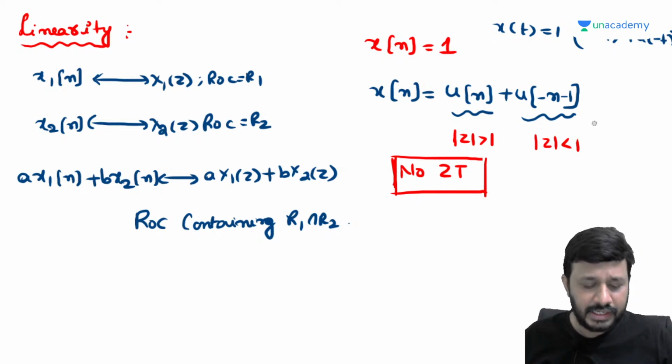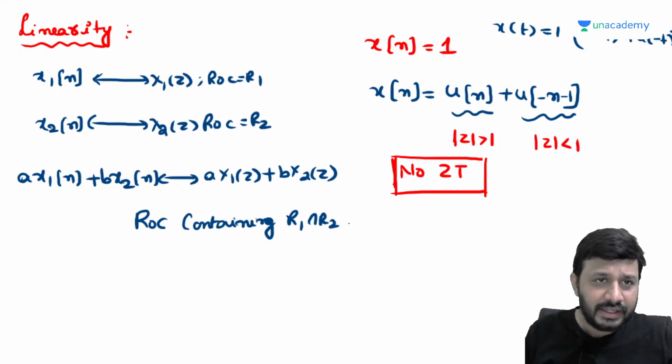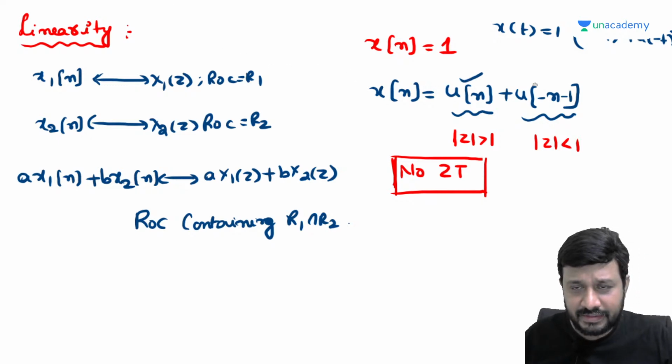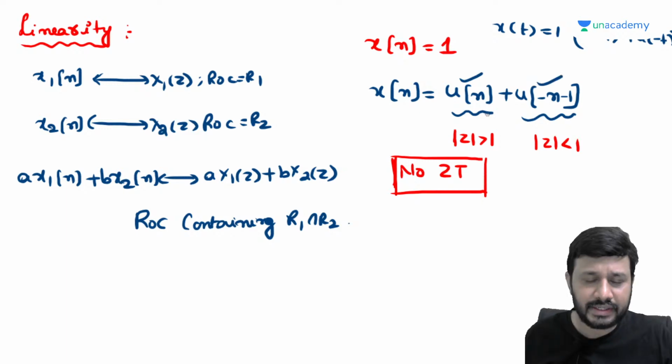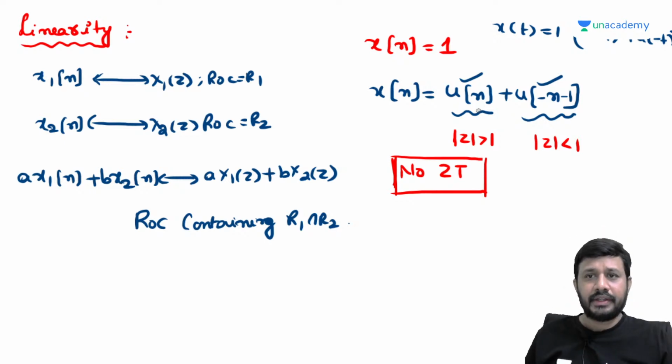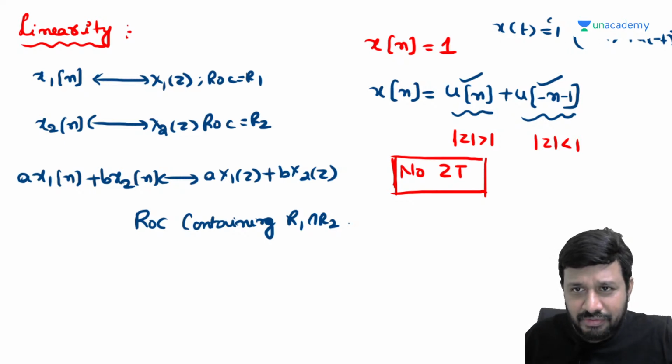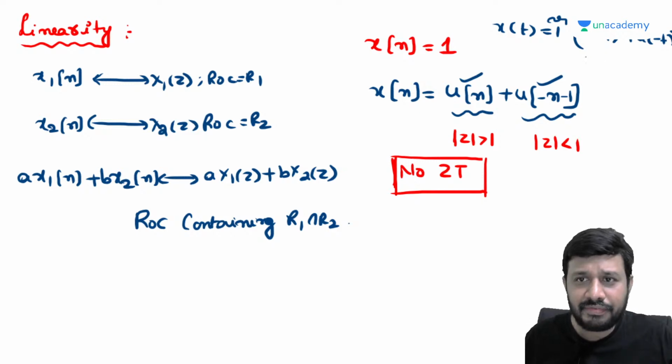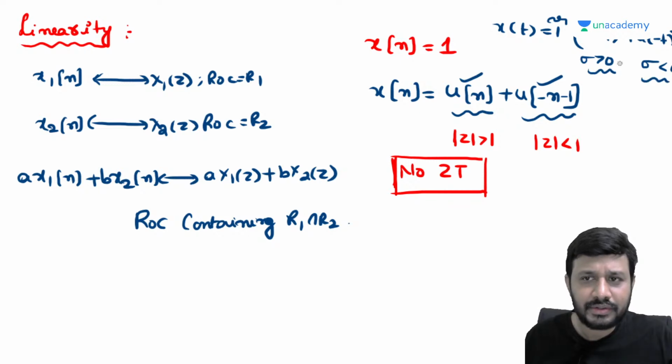For linear combination, you must have common ROC. Otherwise, Z transform will not exist. Individually, the Z transform will exist for the first signal and the second signal, but in order for the linear combination to have a Z transform we must have a common ROC. Right. See, bilateral Laplace transform of 1 also does not exist because for u of t the ROC is sigma greater than 0, and for u of minus t the ROC is sigma less than 0. No common ROC, no Laplace transform. Right.